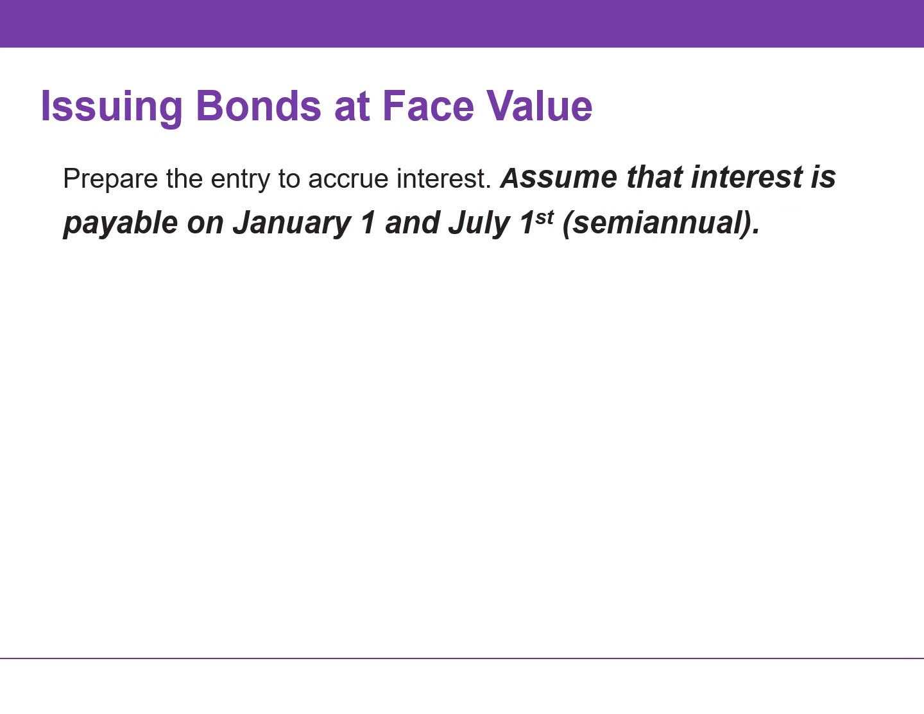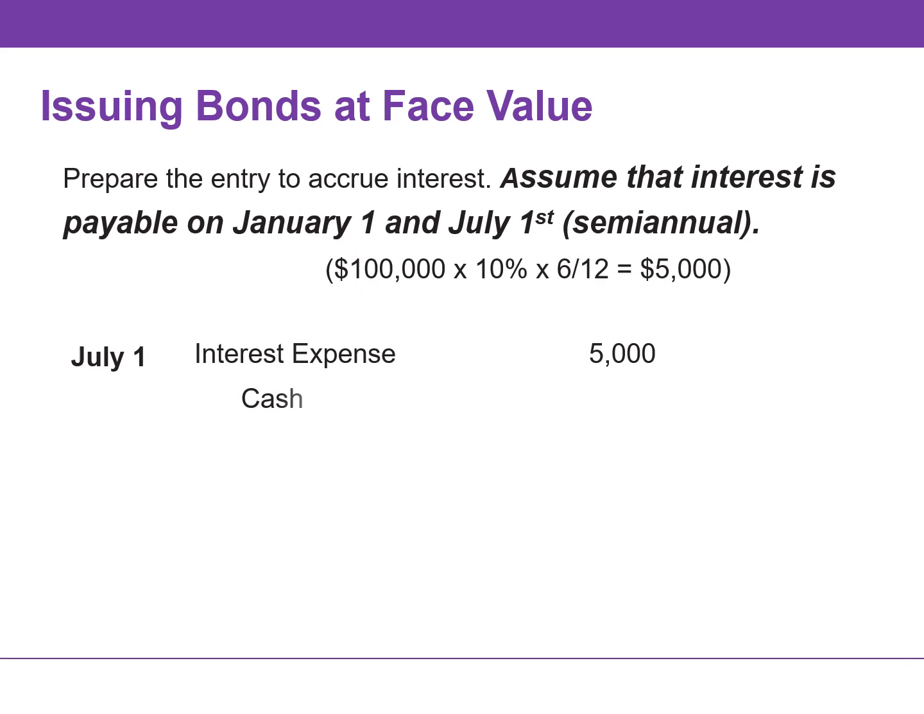Now, let's assume that interest is payable semi-annually on January 1st and July 1st. In that case, they must pay interest of $5,000. That is found by taking the $100,000, multiplying that by 10%, and then multiplying that by time, which in this case is 6 months out of 12, or 50%. On July 1st, the entry for the payment, assuming no previous accrual of interest, is a debit to interest expense and a credit to cash for $5,000.